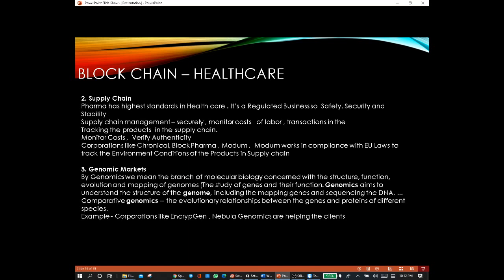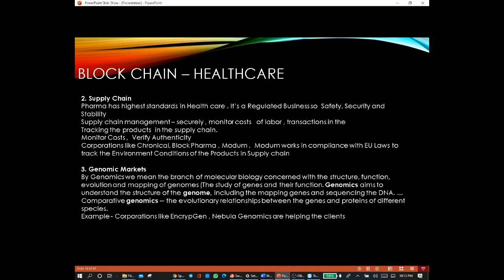Coming on to supply chain, the pharma industry, being one of the regulated industries, has the highest standards in healthcare. It is a regulated environment, so we need to comply with a lot of standards like HIPAA, the ISO standards, good manufacturing practices, and then FDA approvals. These are the areas where blockchain is going to be really helpful, because it helps in maintaining trust. At the same time, it helps in auditability.